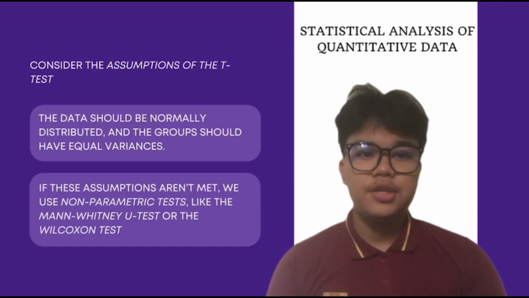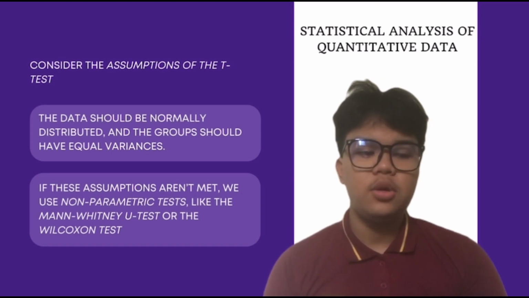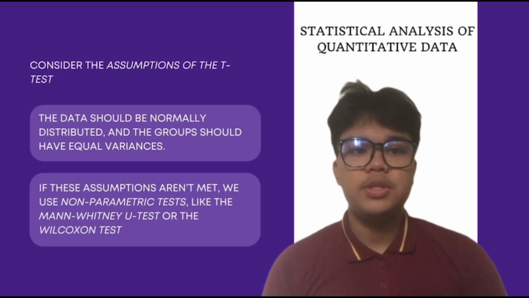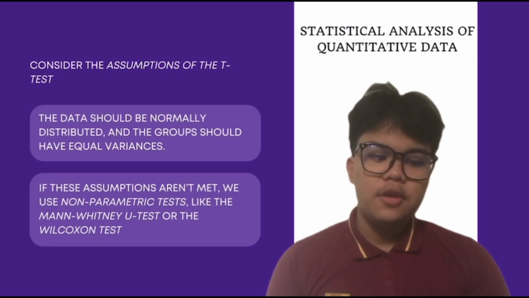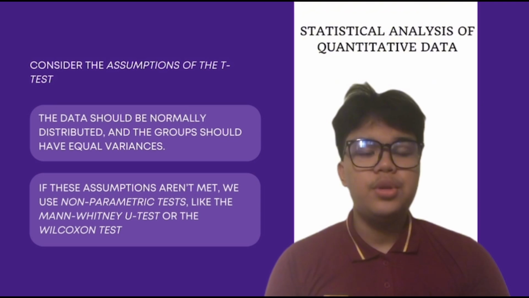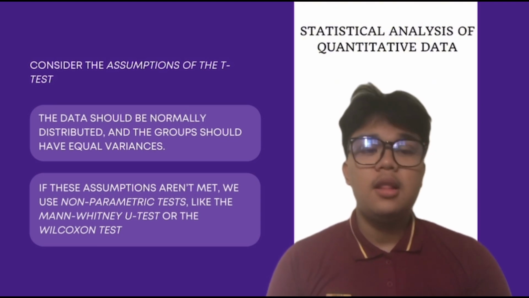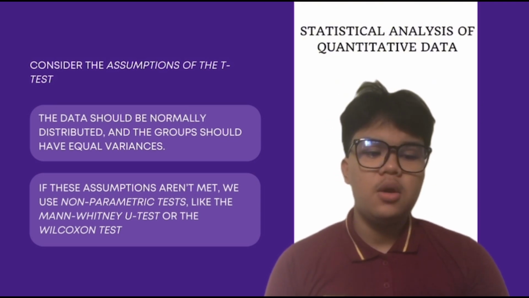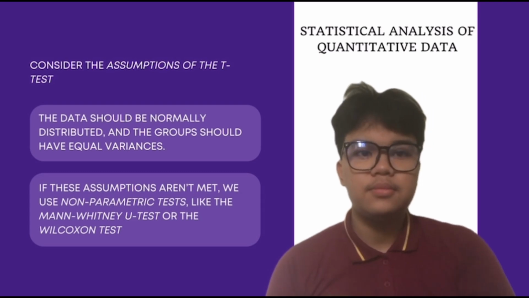We also need to consider the assumptions of the t-test. For example, the data should be normally distributed and the groups should have equal variances. If these assumptions aren't met, we use non-parametric tests like the Mann-Whitney U test or the Wilcoxon test.